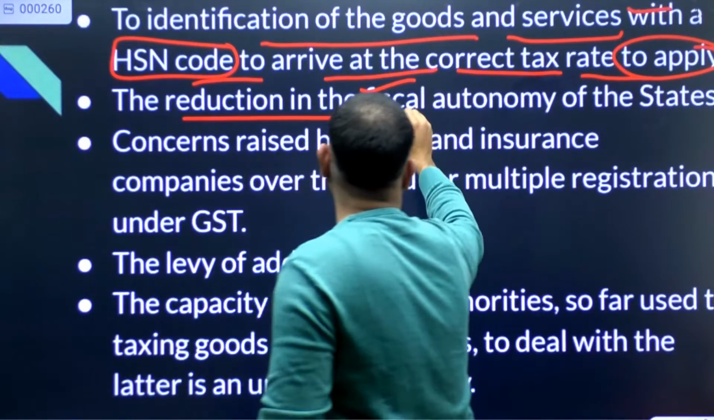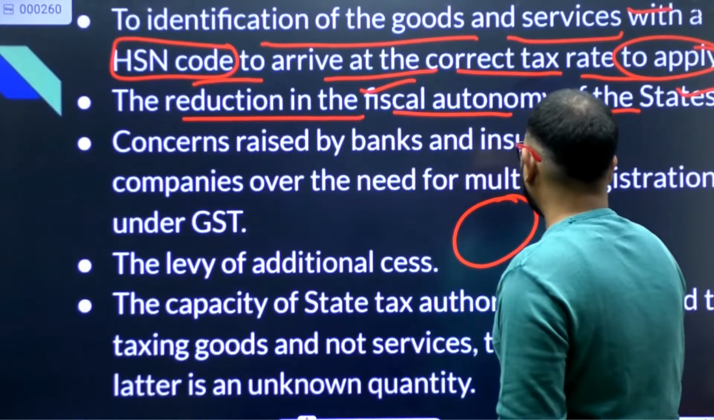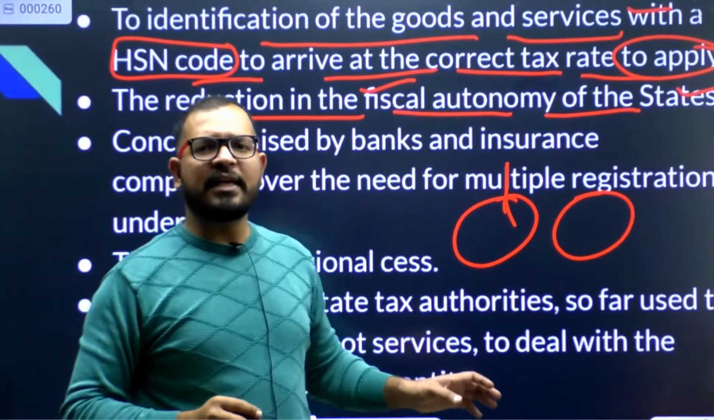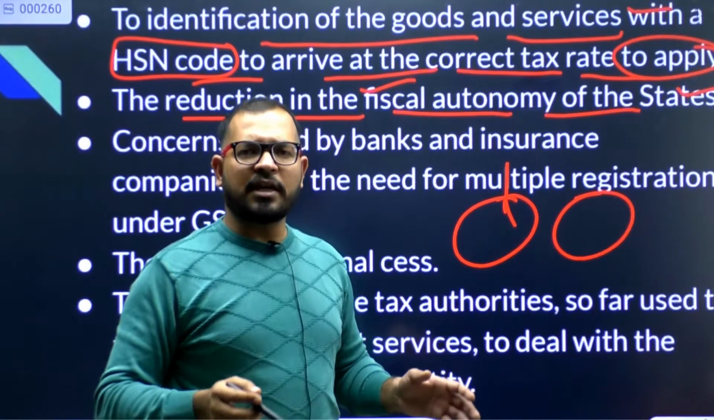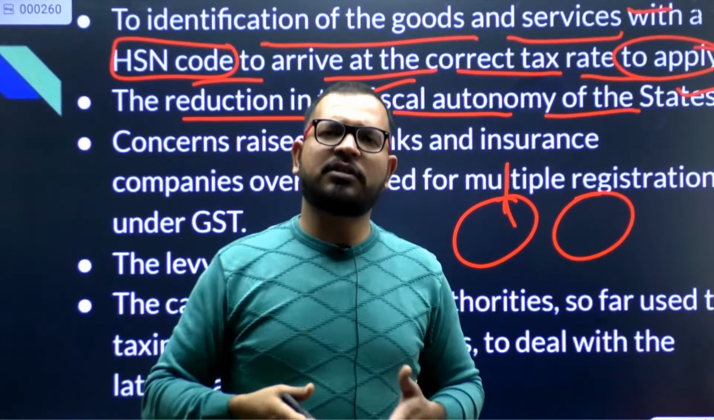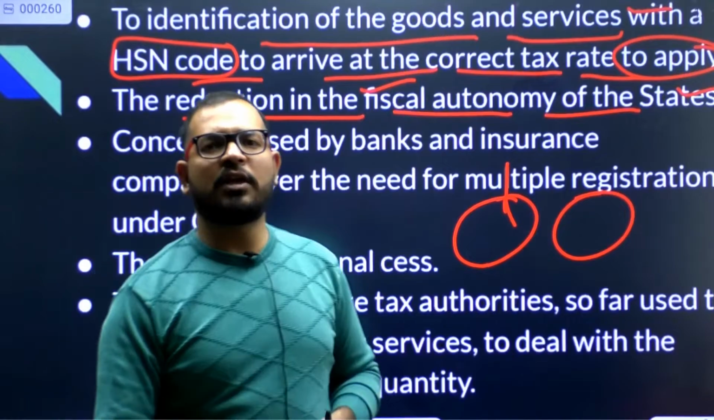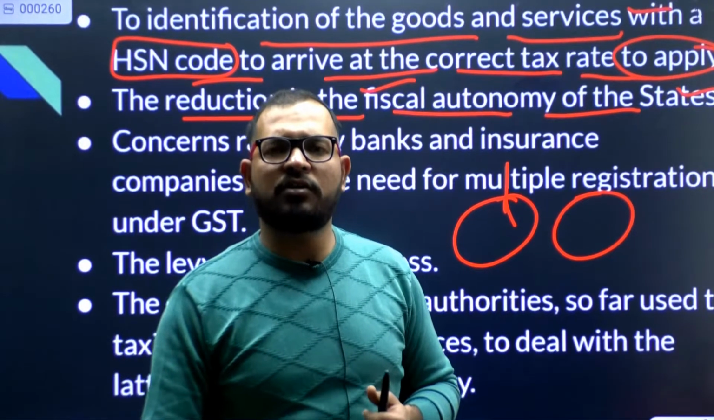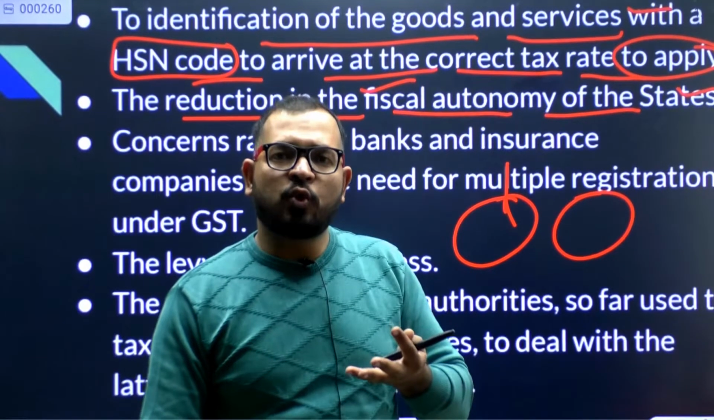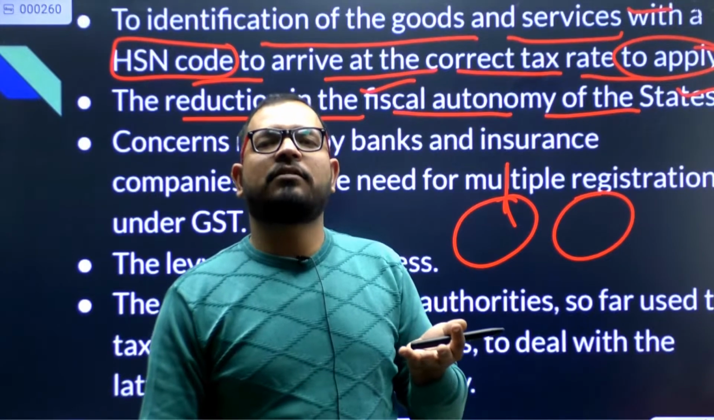It has reduced the fiscal autonomy of the state because earlier there were multiple taxes. Let's say excise. Excise is a production based tax. Wherever the production will take place, there will be the tax. So, for example, Gujarat is a good manufacturing state. So here manufacturing capacity is good. When manufacturing capacity is good, Gujarat was getting much more tax collection.